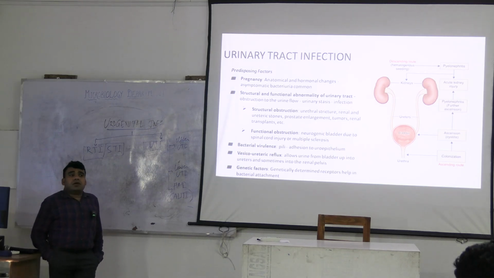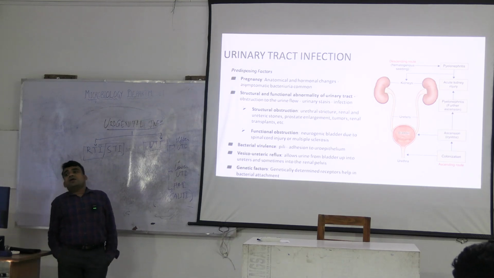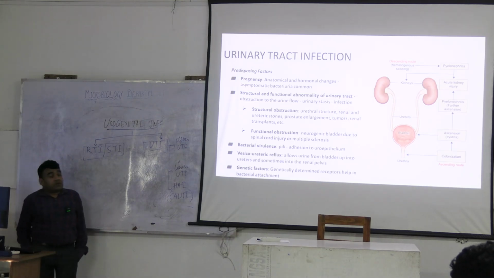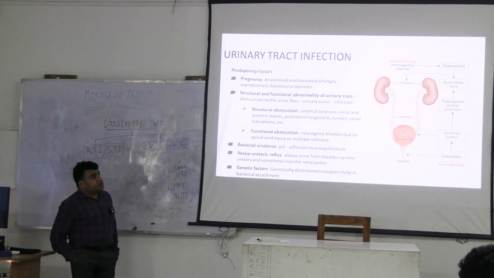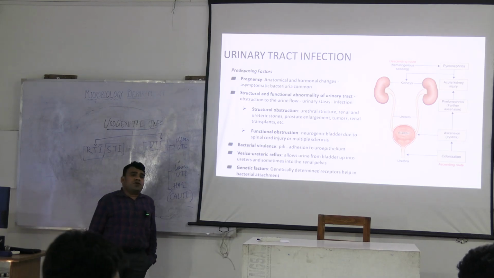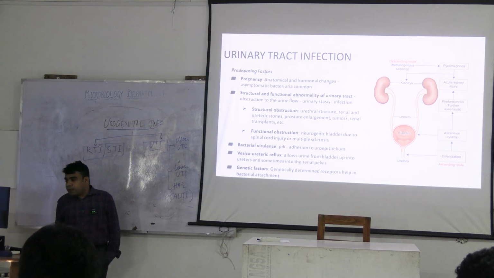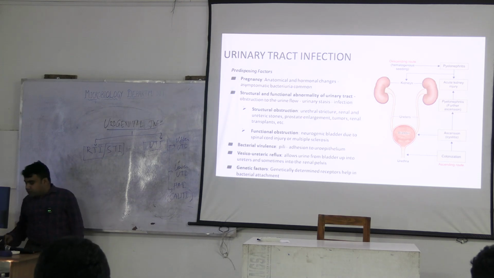A very notable structural abnormality that can be seen is called vesico-ureteric reflux. If you have read, vesico-ureteric reflux is the laxation of the vesico-ureteric junction, thereby leading to reflux of urine from the bladder into the ureter, which helps in the ascending of infections to the kidneys.